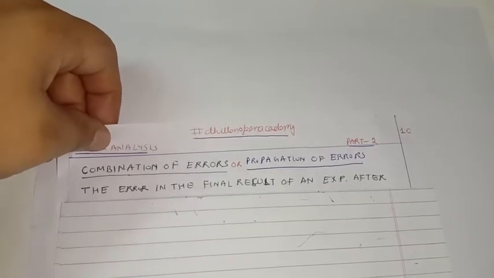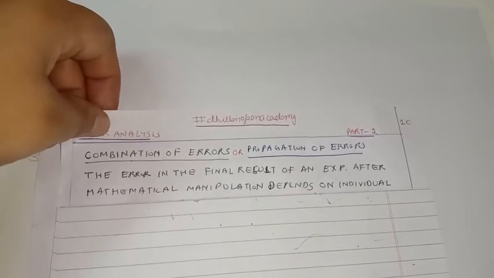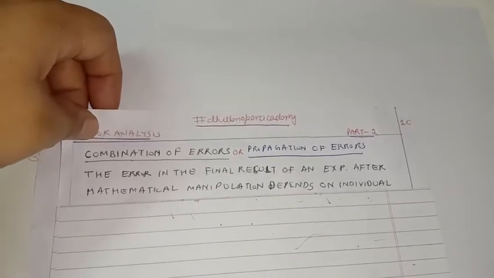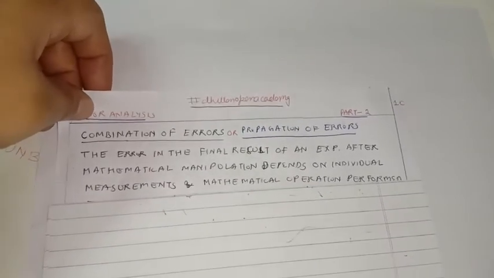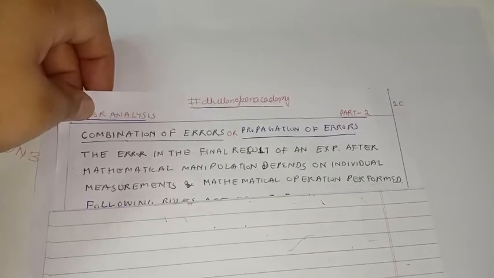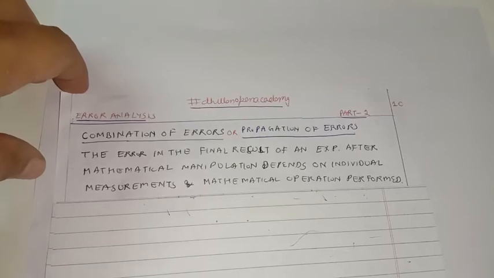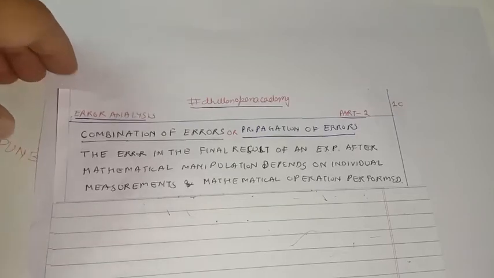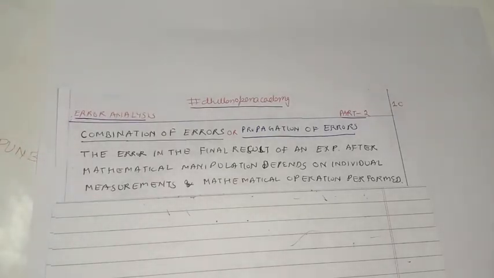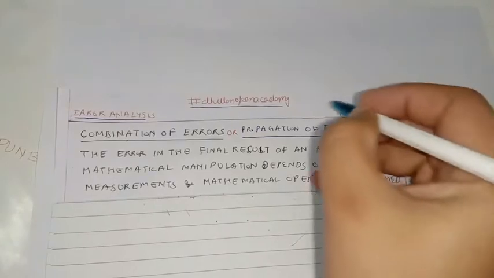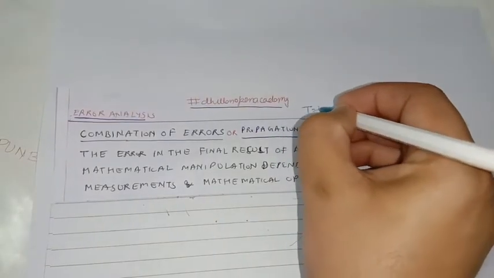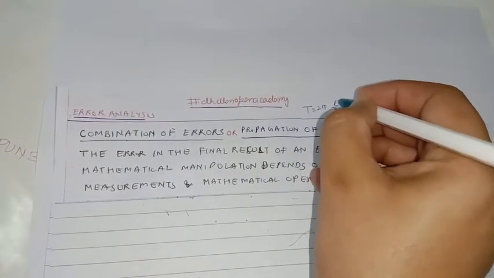The error in the final result of an experiment after a mathematical manipulation depends upon the individual measurements and the mathematical operations performed. Which means whenever we are performing an experiment to find a result, say for example finding the time period of a simple pendulum, the formula is given by T equals 2 pi under root L by g.